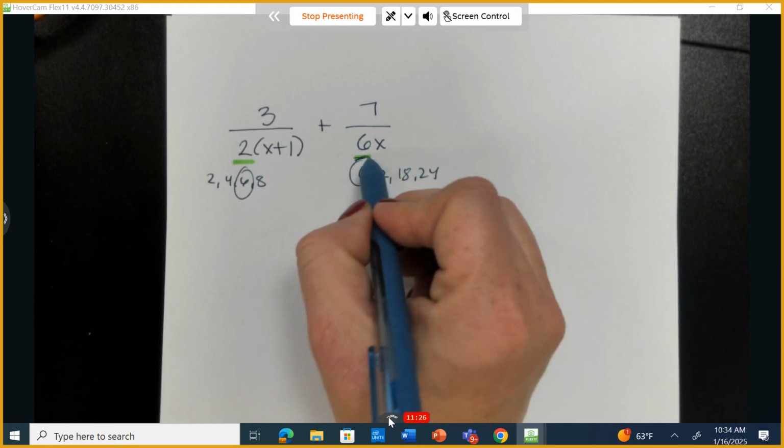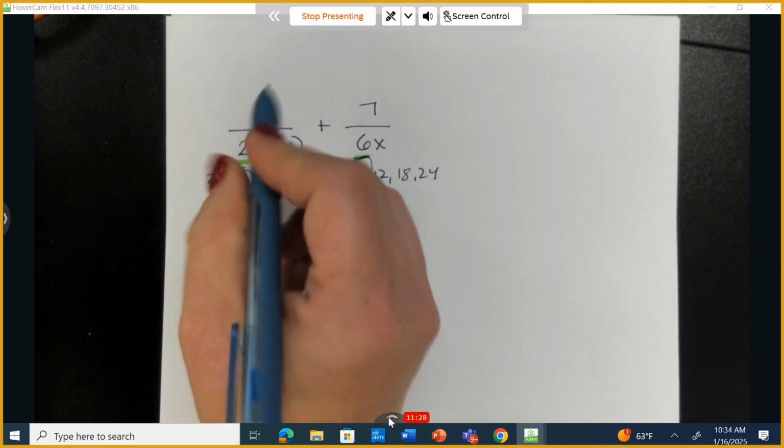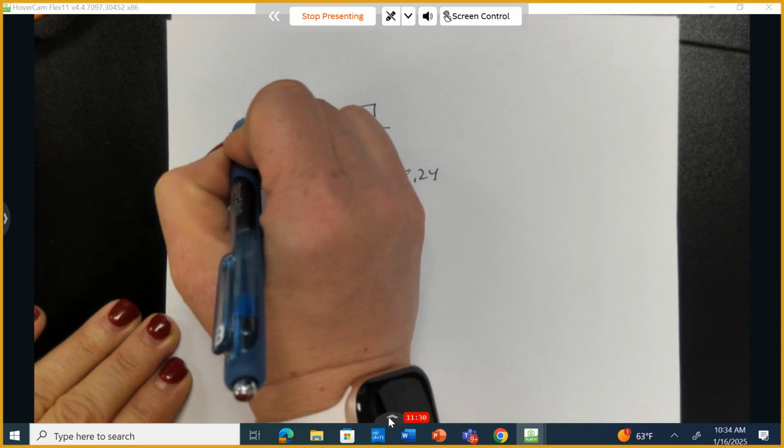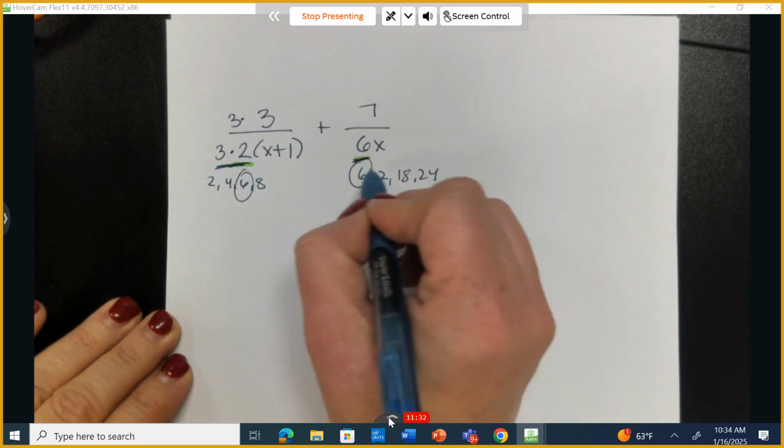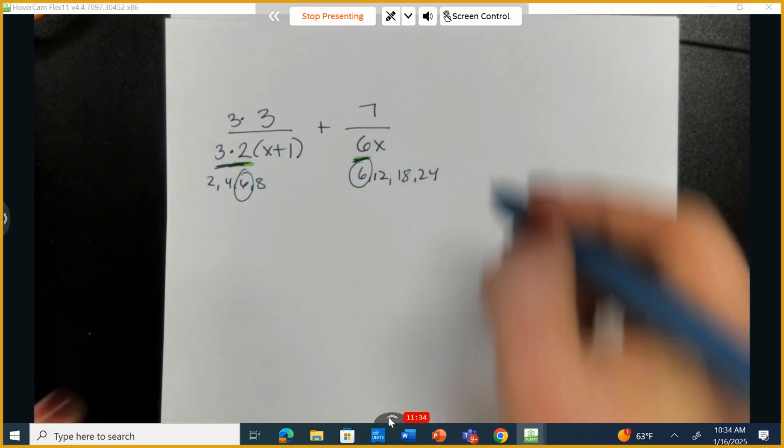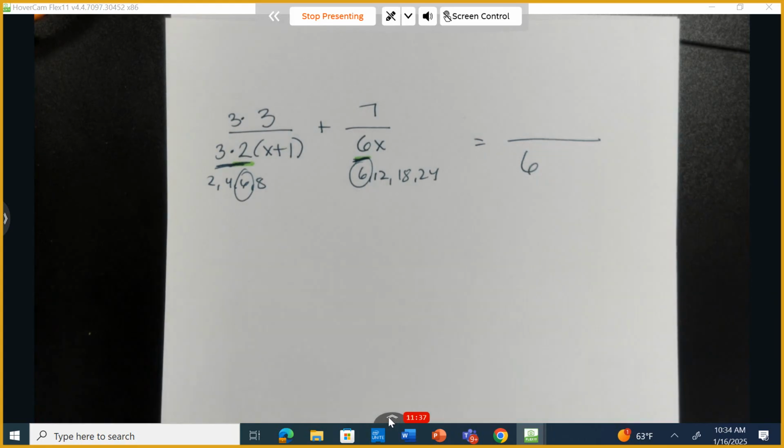Well, I already have a 6 here. This is great. But to turn 2 into 6, I have to multiply by 3. Now they both have 6. I'm good with that. I know they both have a 6. Let's do the next thing.